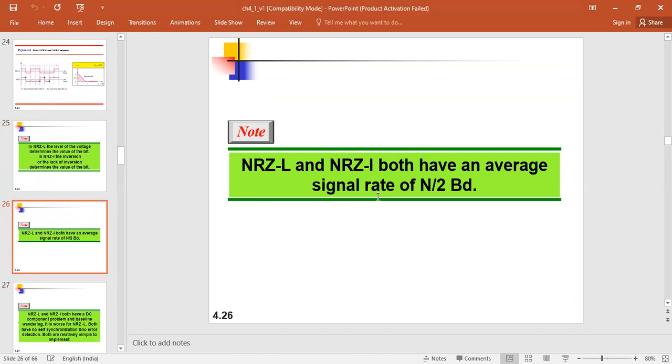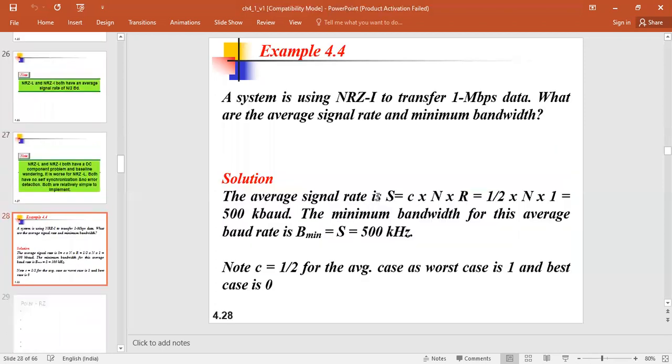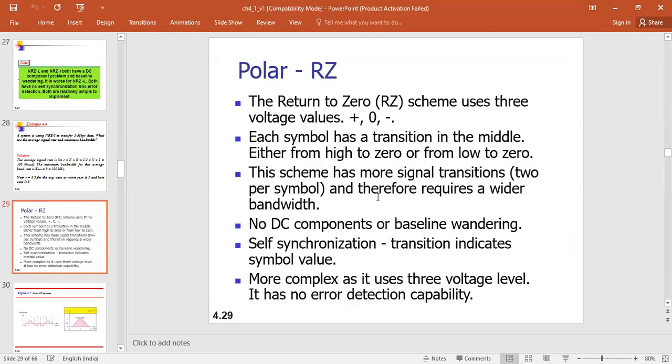So you just go through this n by 2 only, because you just concentrate mainly on how to design these signals. These both have a DC component problem and baseline wandering. In the worst case, both have no synchronization and no error detection. Both are relatively simple to implement. Now this is one problem you may go through, but it's not so important. So we'll go through only mainly the techniques and drawing scheme.